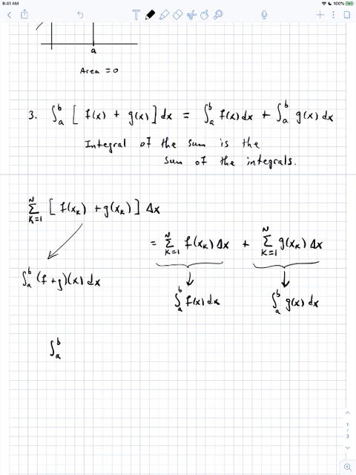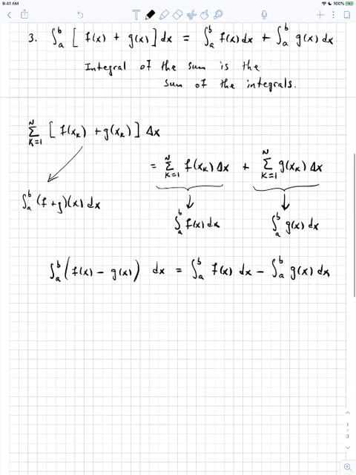The integral from a to b of f of x minus g of x dx is equal to the integral from a to b of f of x dx minus the integral from a to b of g of x dx. So just like the integral of the sum is the sum of the integrals, the integral of the difference is the difference of the integrals. And that's property 3. Property 4 is the other linearity property.